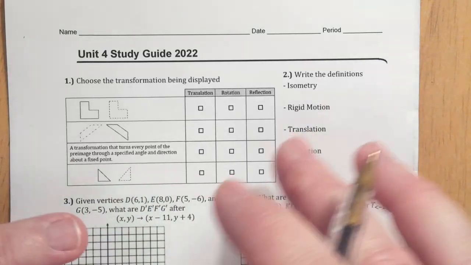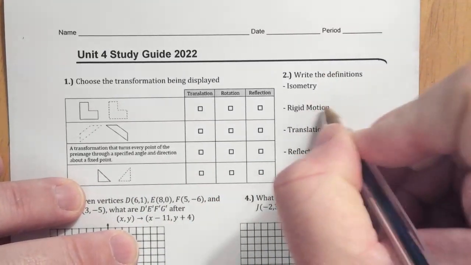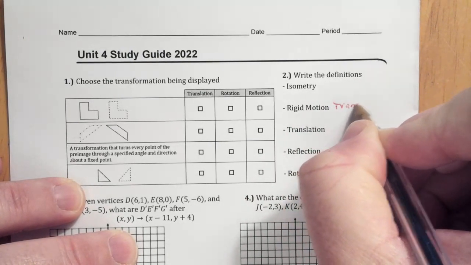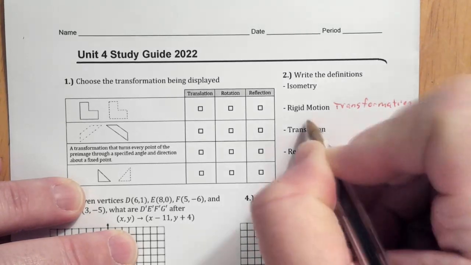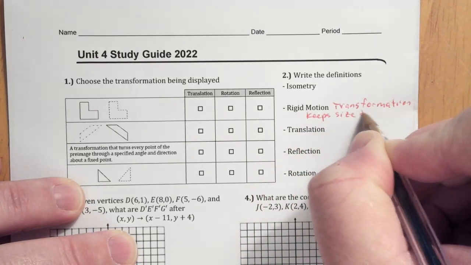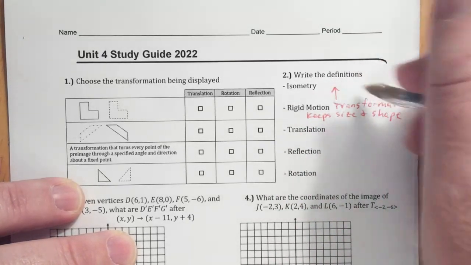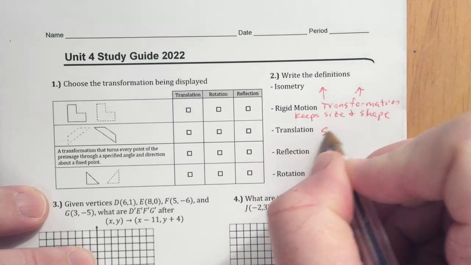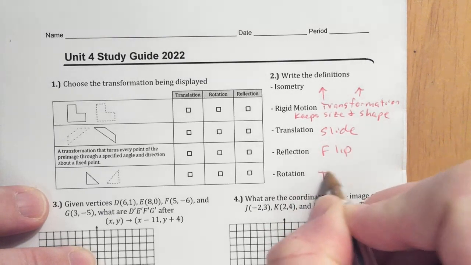A symmetry is when you transform and it preserves the size and the shape. So a move, so transformation keeps size and shape. Okay, and isometry is the same thing. Okay, so it keeps a size and shape. Now, a translation is a slide, a reflection is a flip, and a rotation is a turn.